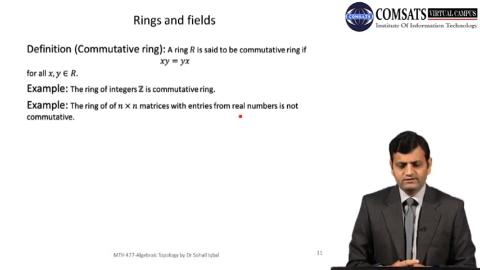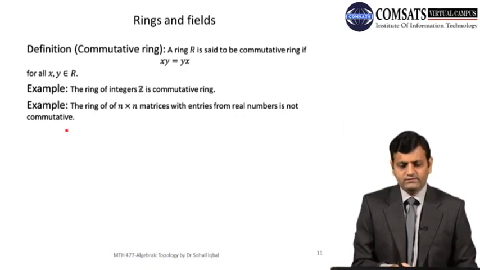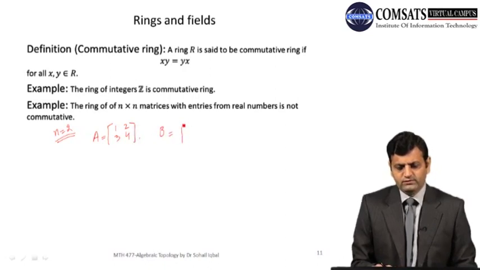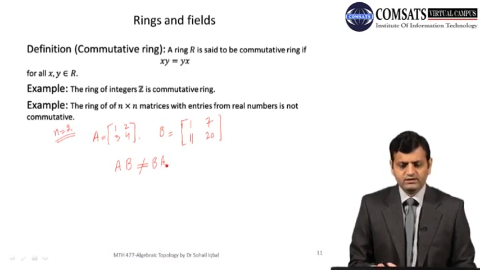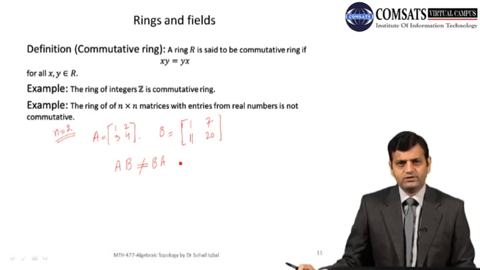Now consider the example of n cross n matrices with entries from real numbers. It is not commutative. Why? To simplify the computations, take n equal to 2, and take A to be [1, 2; 3, 4] and B to be, for example, [1, 7; 11, 20]. If you multiply A into B and then B into A, you will see that most probably the answers are not the same. I have taken a very particular example, but in general, if I take any two matrices, their multiplication is not commutative. So the ring of n cross n matrices under the usual operations of addition and multiplication with real entries is not a commutative ring.